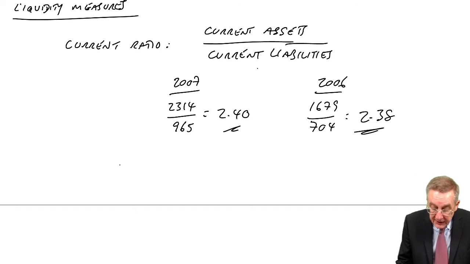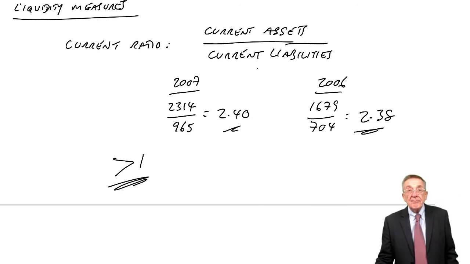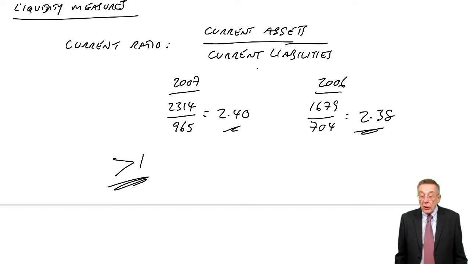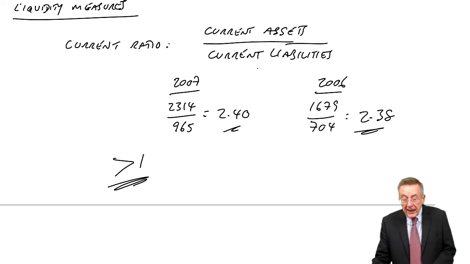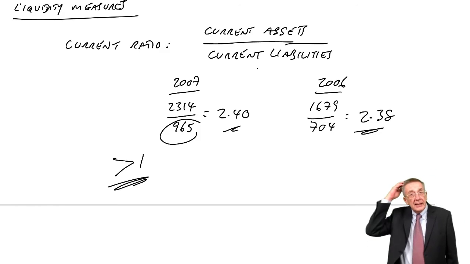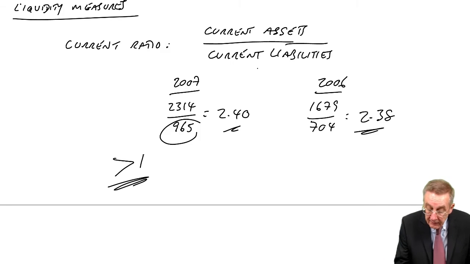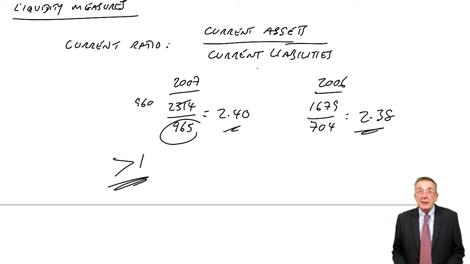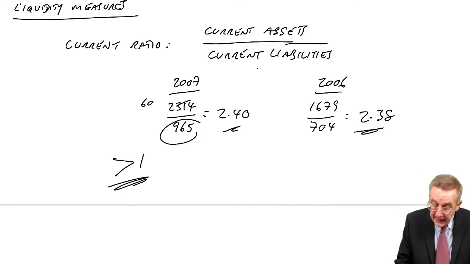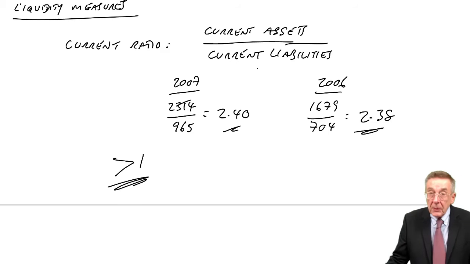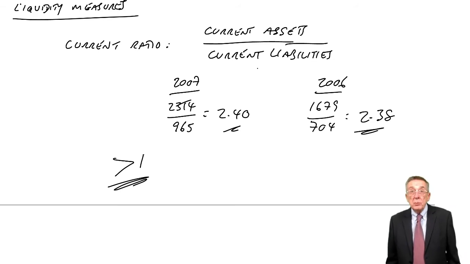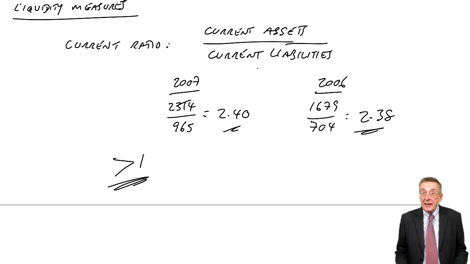But this has to be more than one. That surely, if ever the current ratio became less than 1, or started to get very close to 1, then we'd be very, very scared. Because this company owes 965 in the short term. If current assets were only 960 in the short term, then how on earth are they going to pay the bills? They've got problems. Here, no, doesn't appear to be any problem at all. They've got 2,300 there. They're going to have no problem paying in the short term the 965.